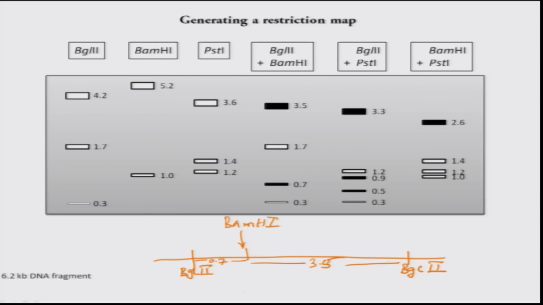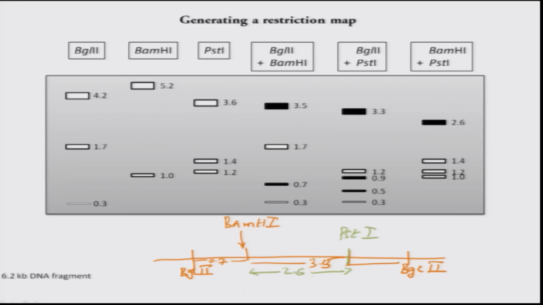Okay. Next if we look at the double digestion for BAMH1 and PST1, here there is one single band that we see, which is 2.6 kb. So let me change the color of the pen for your ease. If we draw a PST1 site over here, that would give us a 2.6 kb band for BAMH1 and PST1 over here.